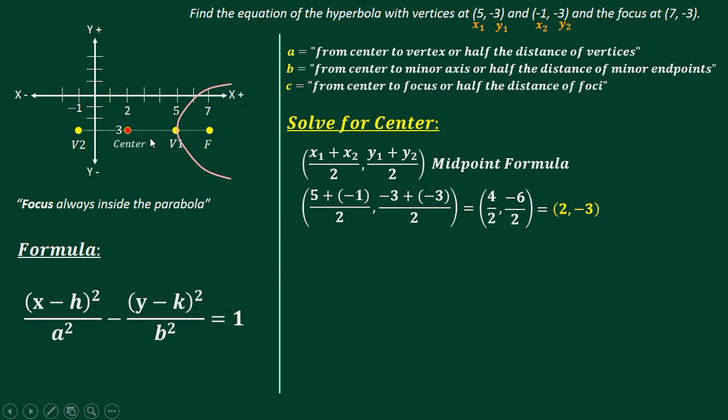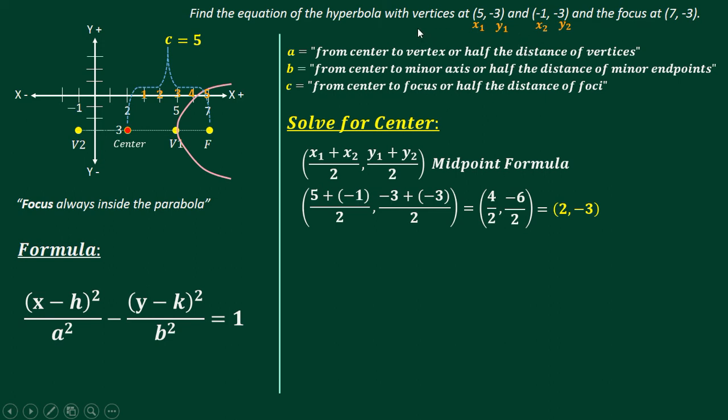Now next, since we have the given focus, and center to focus is c, just compute the distance from center to focus using the distance formula or the counting method. I'm going to use the counting method. In counting, from this point, start counting on the next point: 2, 3, 4. Again, start counting on the next point: 1, 2, 3, 4, 5. So therefore our c is 5.